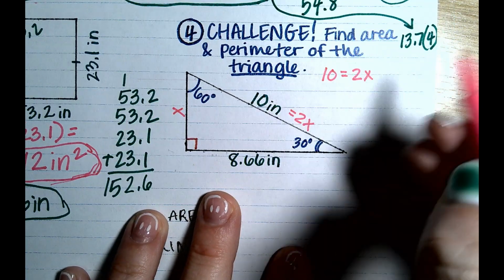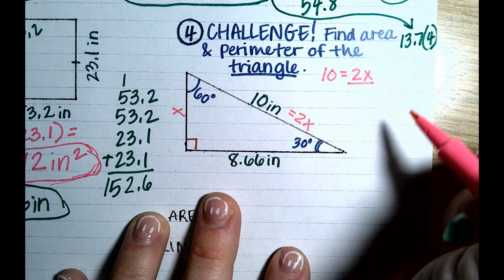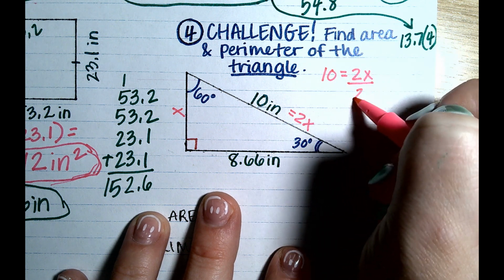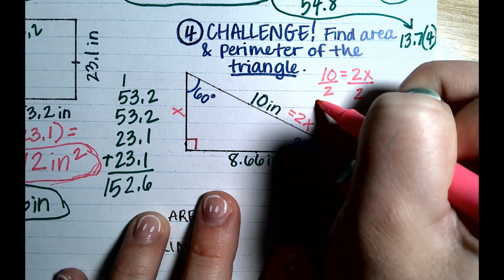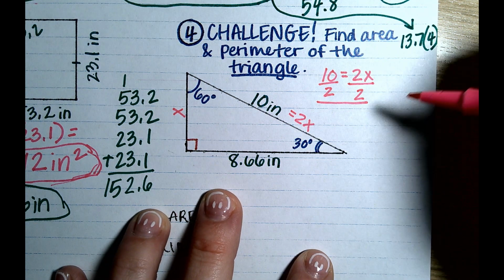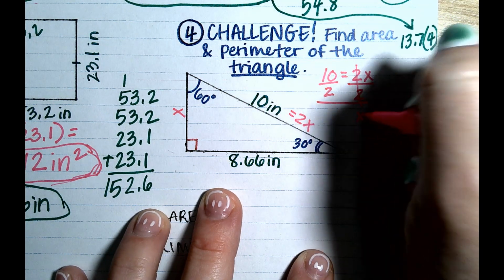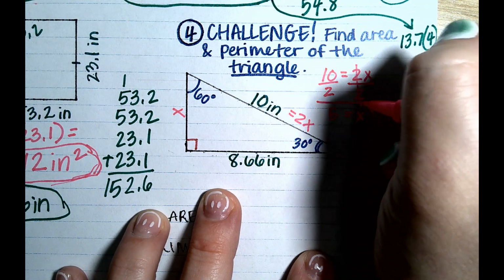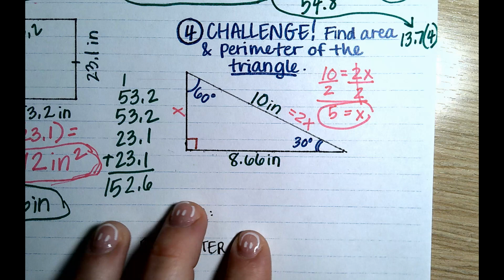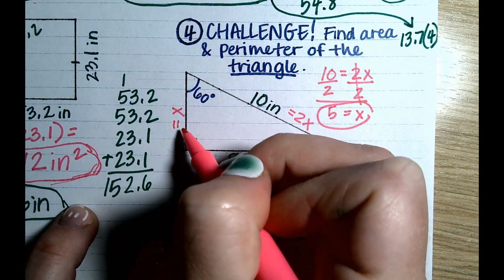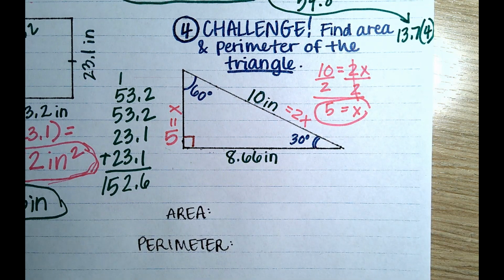And how would I solve for x? Divide by 2. Okay, and that would give me x is 5. So now we have our missing side length, 5 inches.